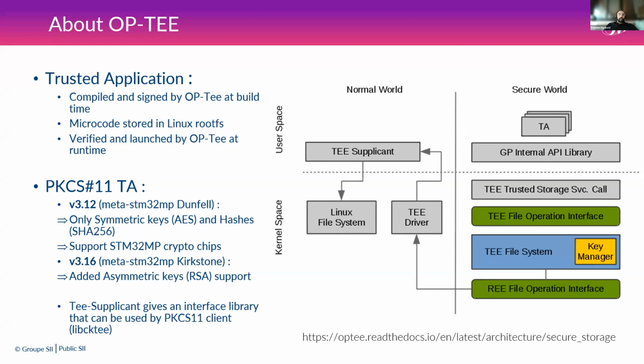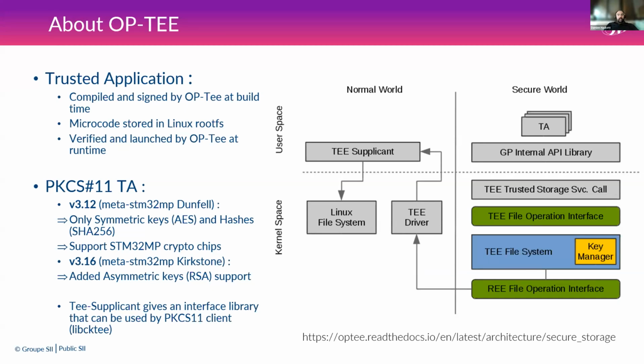And that way we talk to the supplicants, we talk to the OP-TEE parts, we do all the crypto, so all the private keys remain in the secure world, and we only have the results. And on Keystone, they have an update, and with the 3.16 version, they added asymmetric key support. So we did some tests for certificates too, for example.